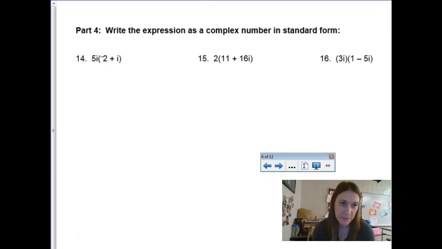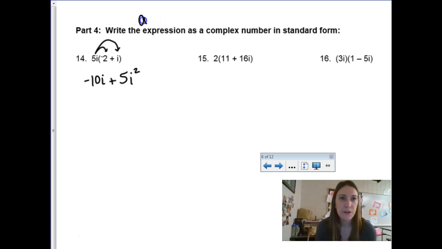So now we're going to multiply some numbers together and treat i kind of like you would treat an x, so it's kind of like a variable. We're going to distribute the 5i to both terms here in the binomial. So we get negative 10i, and then plus 5i times i would be i squared.